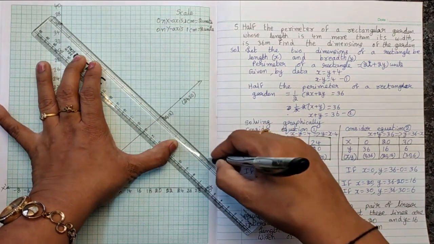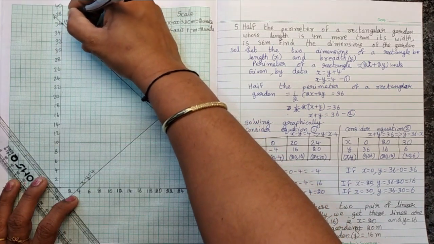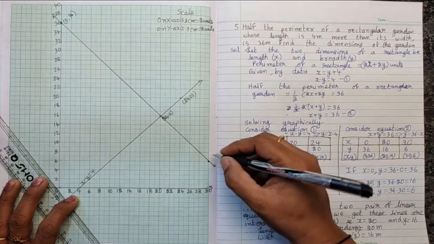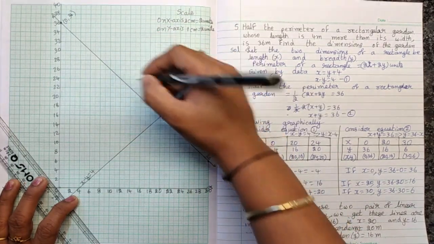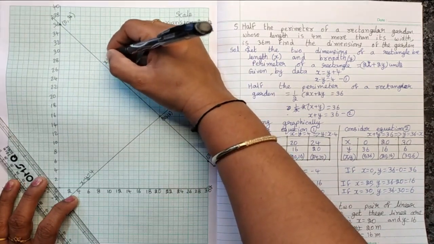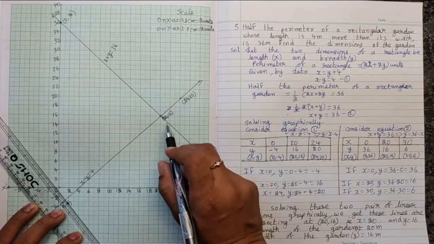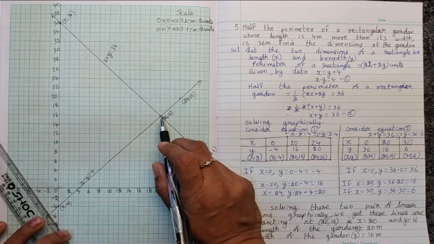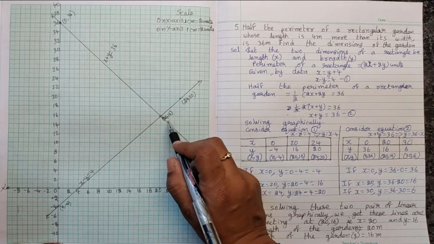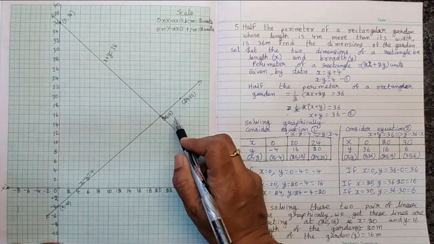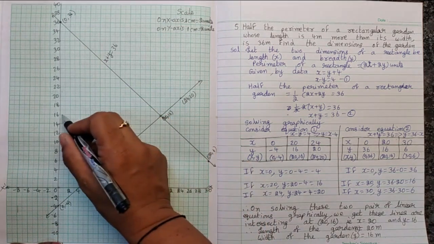You have to draw a line in one sweep. So this is (0, 36), (20, 6), and this is (30, 6). Now, what is this line equation? x plus y is equal to 36. Okay, so now finally what you can say here, children? The two pair of linear equations are intersecting at a point. Where is that point? It is at (20, 16), where the x value is 20 and the y value is 16.